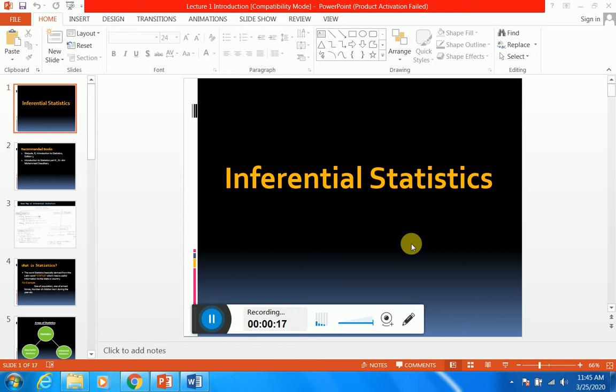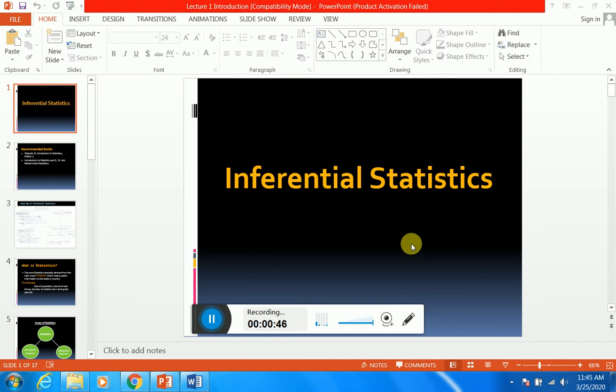Basically, this course is the second extension of Descriptive Statistics. Already we have discussed the first part in the third semester by the name of Descriptive Statistics. Now we are going to start the next part of statistics, and that is known as Inferential Statistics. I have already explained the idea of Inferential Statistics.